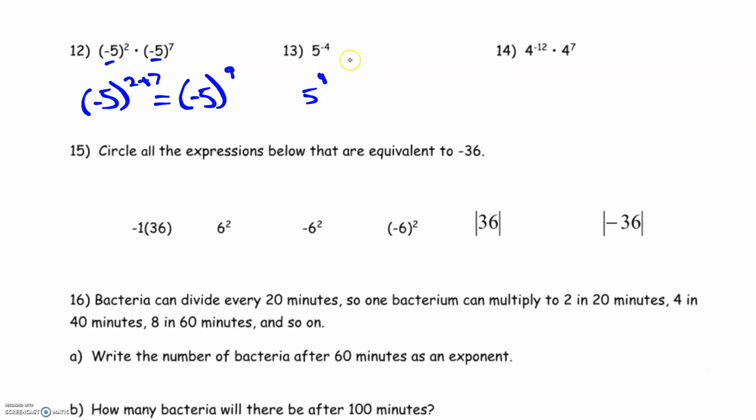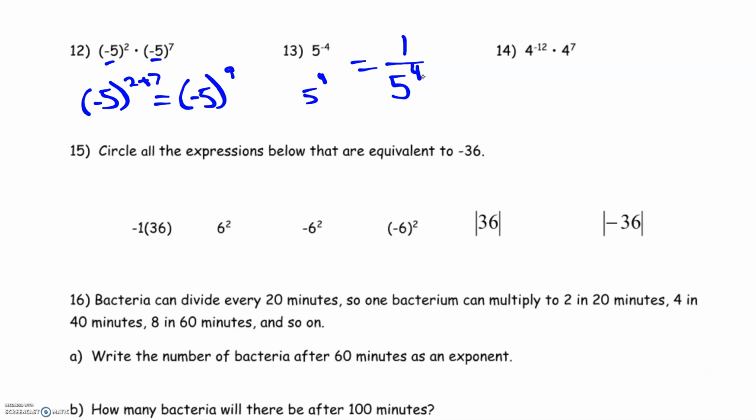When we express the reciprocal, it becomes 1 over 5 to the 4th power. That's what happens when we have a negative exponent. 1 goes in our numerator, and it becomes the base raised to the positive exponent.